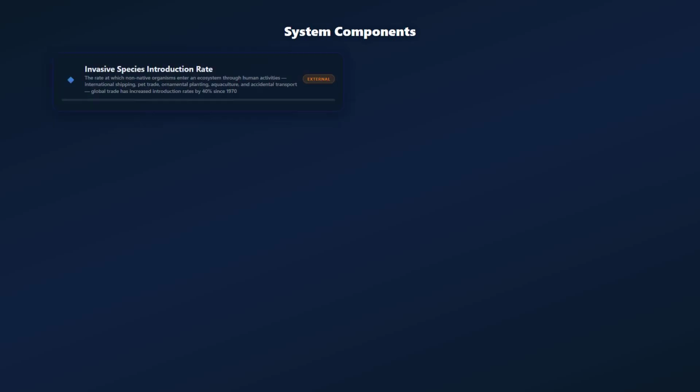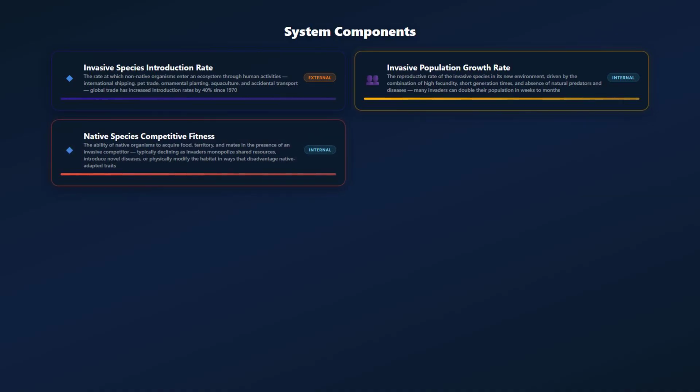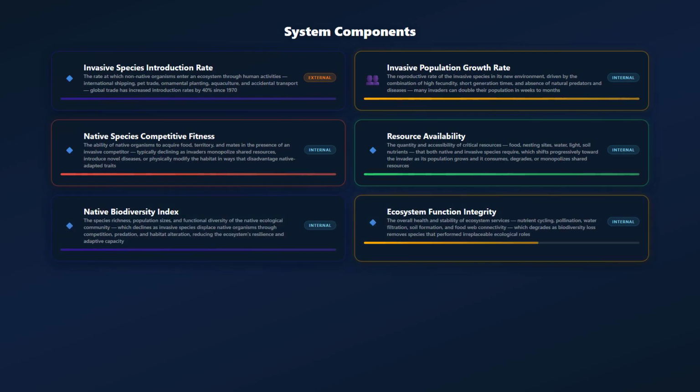To understand this competitive edge, we need to look at 6 key components. Our external input is the invasive species introduction rate, how often new invaders arrive through human activity. Once here, their invasive population growth rate is an internal output, reflecting how quickly they reproduce. These then impact 3 more internal outputs: resource availability, native species competitive fitness, and the overall native biodiversity index. Finally, the ultimate internal output is ecosystem function integrity, representing the health of the entire system.